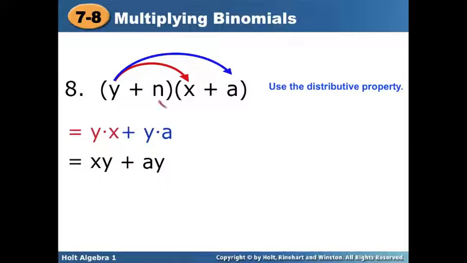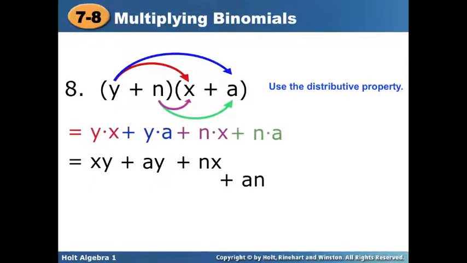Continue to distribute. N times x gives us nx. And finally, n times a gives us an. Notice we have no like terms to combine. This would be our final answer. We will not be concerned about standard form when there's multiple variables in a problem.